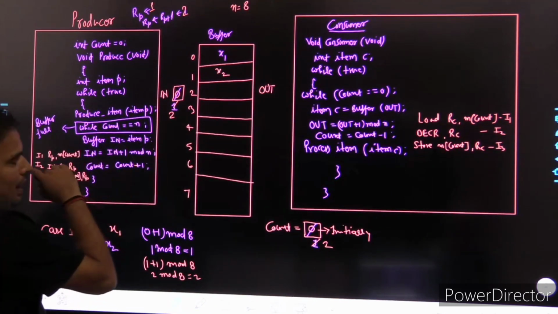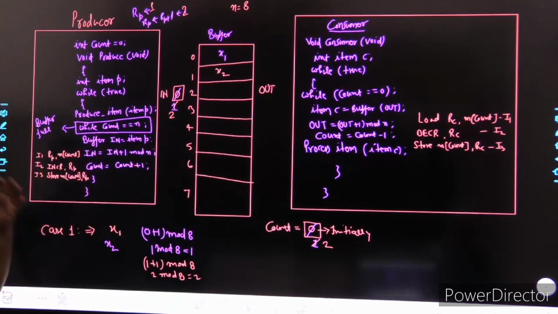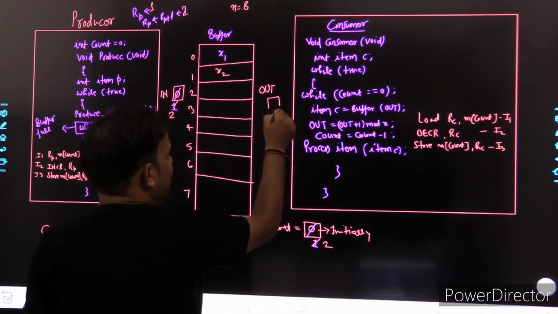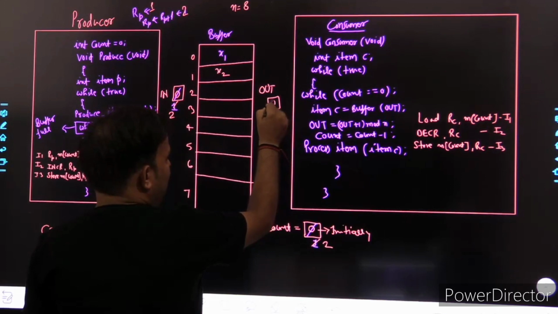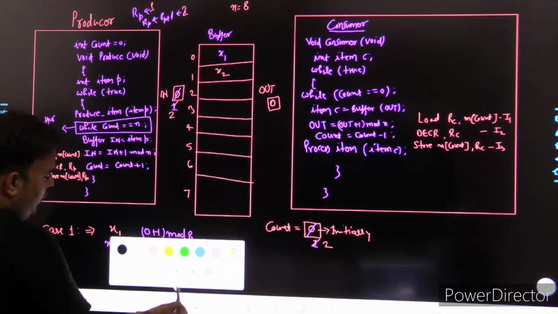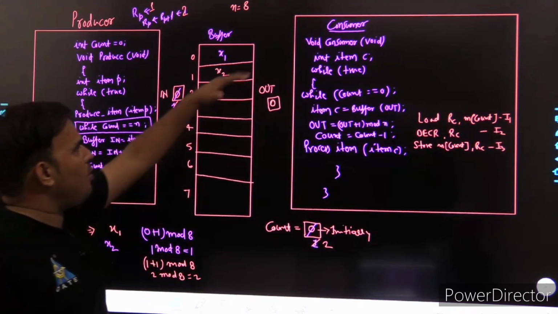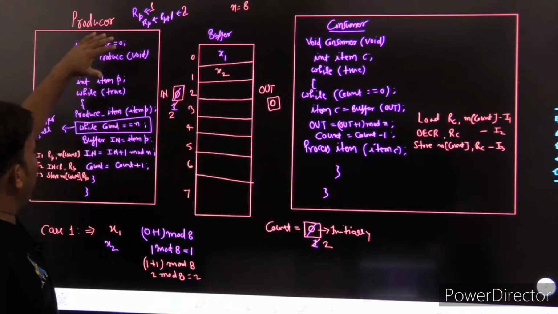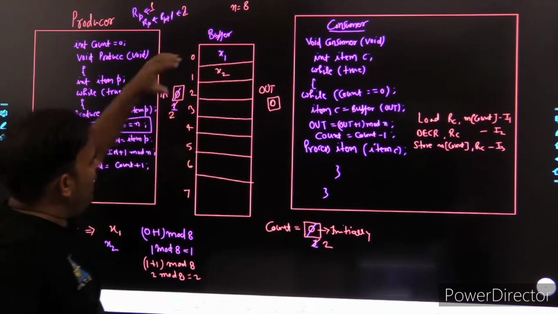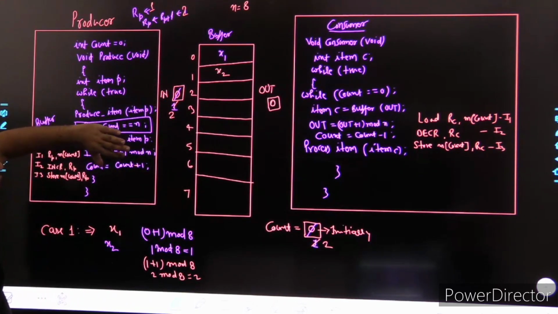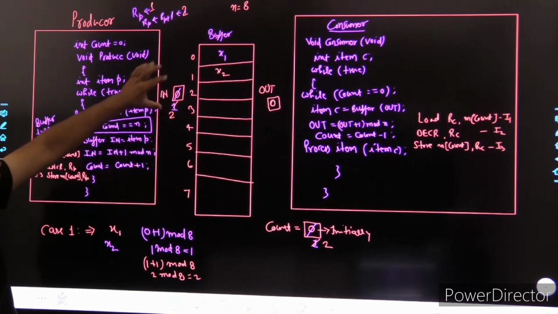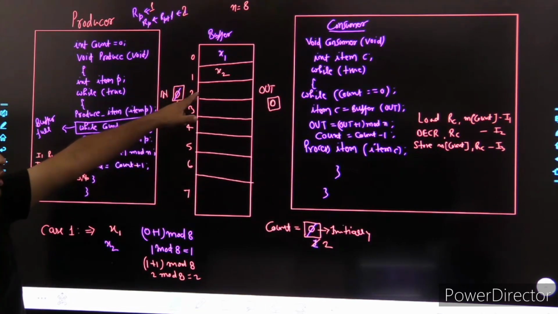Understand clearly, my dear friends? So here the out variable initially has value 0. Now the producer has produced 2 items, X1 and X2. If the producer wants to produce more items, at which slot can it produce the item? At slot 2 in the buffer, because slot 2 is empty.